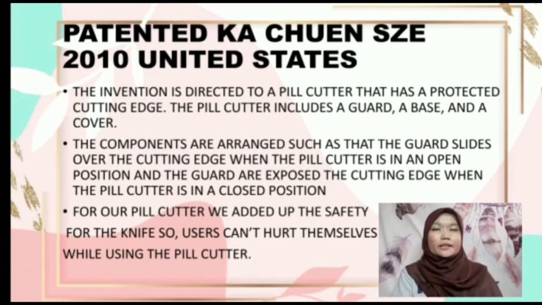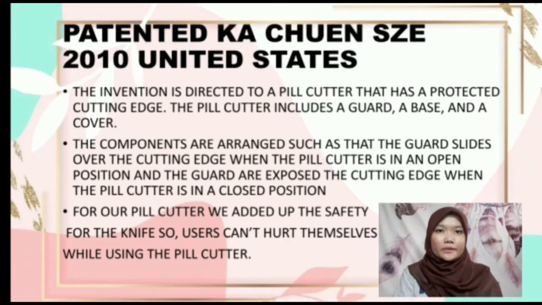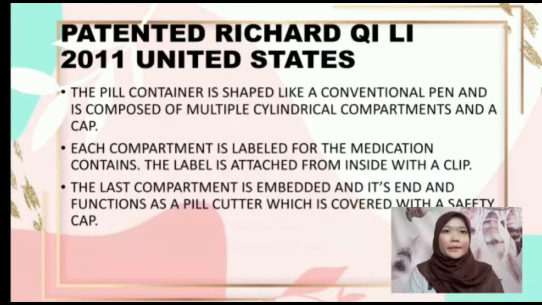Patent by Kacunzi, 2010, United States. The invention is directed to a pill cutter that has protective cutting edges. The pill cutter includes a guard, a base, and a cover. The components are arranged such that the guard slides over the cutting edges when the pill cutter is in an open position, and the guard exposes the cutting edges when the pill cutter is in a closed position. For our pill cutter, we add safety for the knife, so users cannot hurt themselves while using the pill cutter.